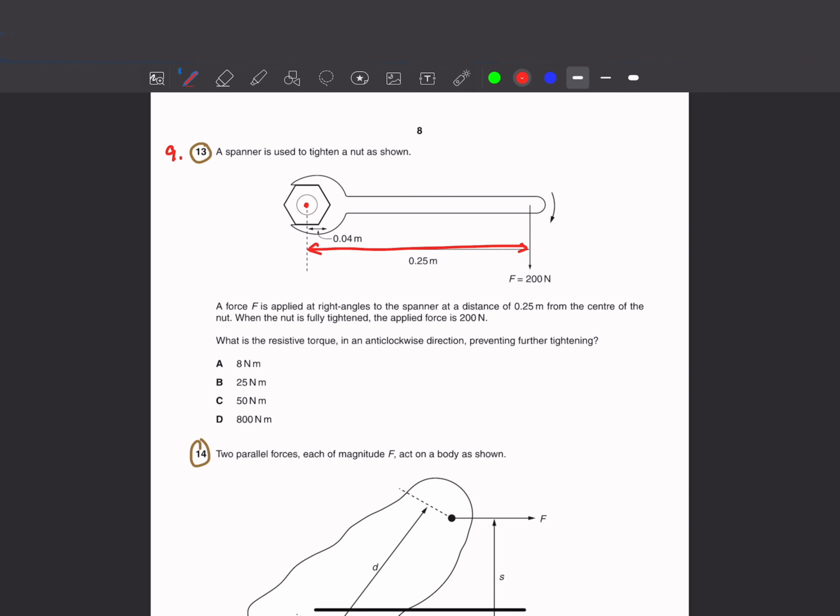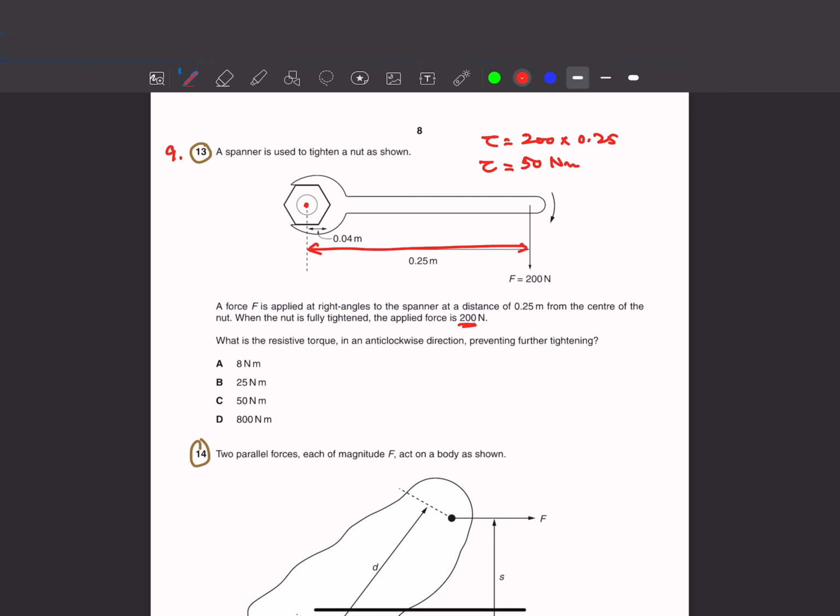So this is the situation here. The maximum torque which you can produce is nothing but 200 multiplied by 0.25. So this will be the maximum torque which you are producing to get a completely tight nut. So this is nothing but 50 Newton meter.